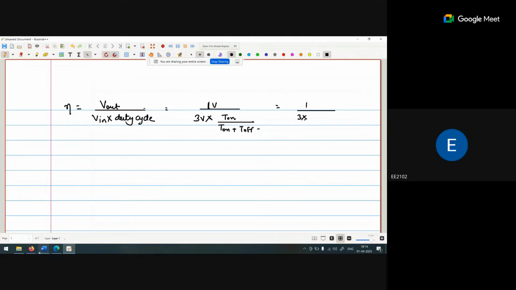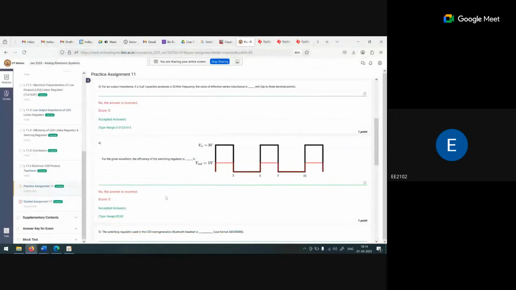Now if we go with the question, T on is from 5 to 7 and T off is from 7 to 10. So that means the on time period is 2. Either the unit is second, millisecond, any unit, because duty cycle is unitless. It is a ratio of second upon second, or time upon time. So it is unitless.